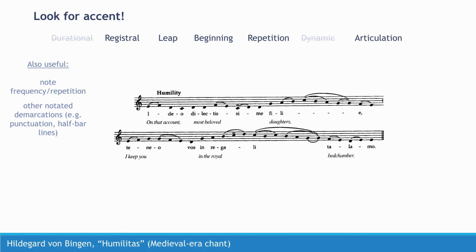Ide odi lactissime filii tene ovos in regali talamo.